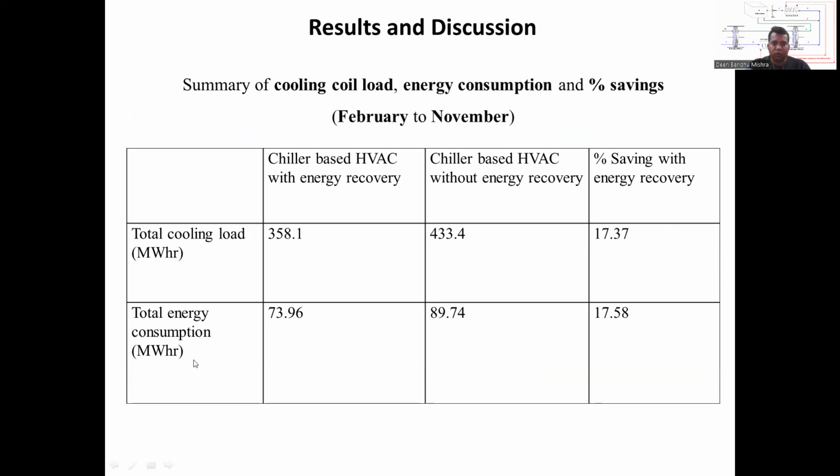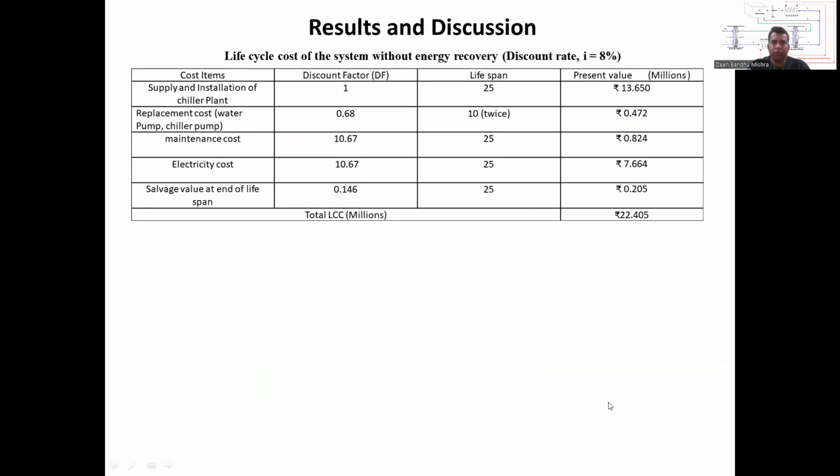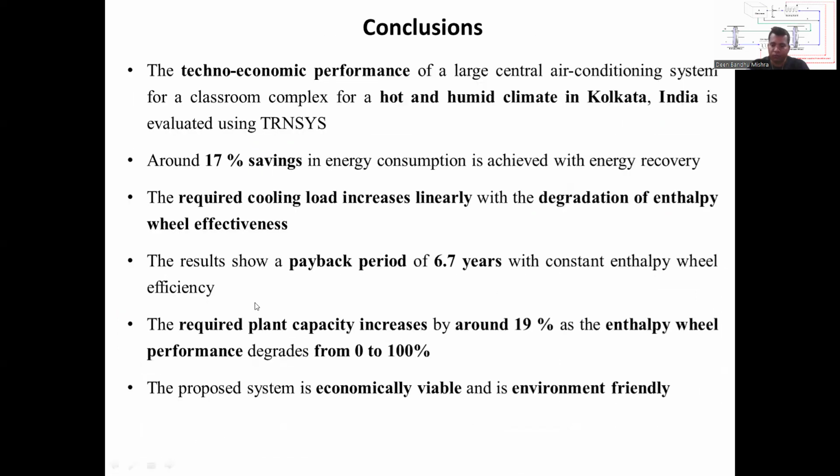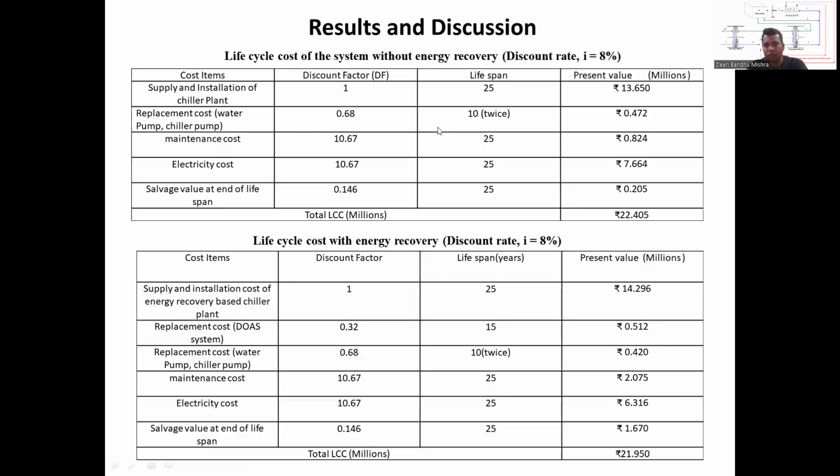This is the calculation of total cooling load and total energy consumption from February to November, and the percentage saving with the application of the dedicated outdoor air system. The result shows that with the application of the dedicated outdoor air system, about 70% saving in cooling load is possible. Next is the calculation of life cycle cost with and without the energy recovery system.